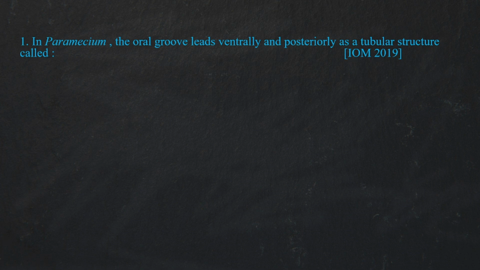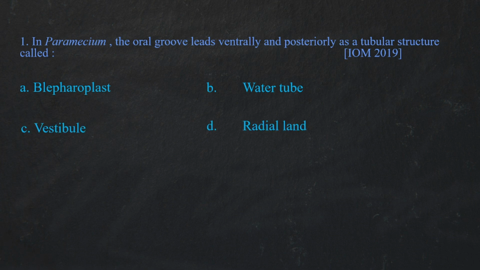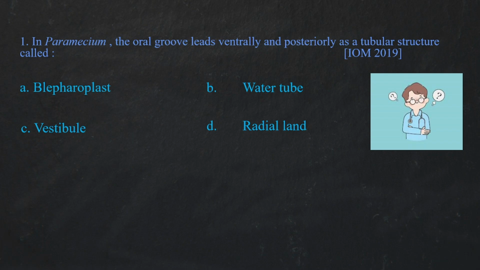Question number 1. In Paramecium, the oral groove leads ventrally and posteriorly as a tubular structure called. Options are A. Blepharoplast, B. Water tube, C. Vestibule, D. Radial canal.